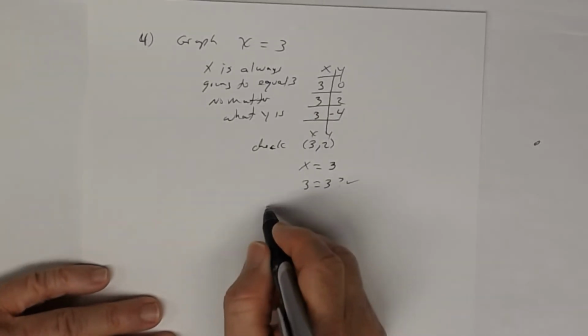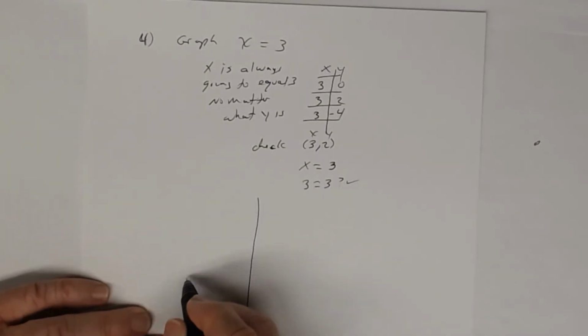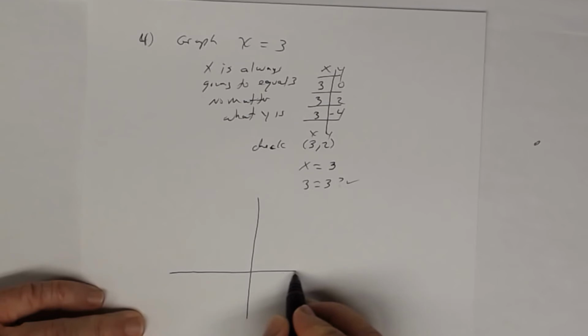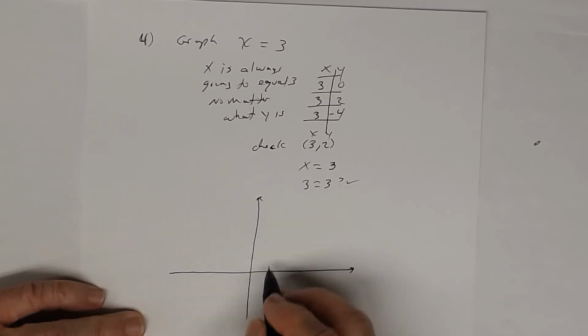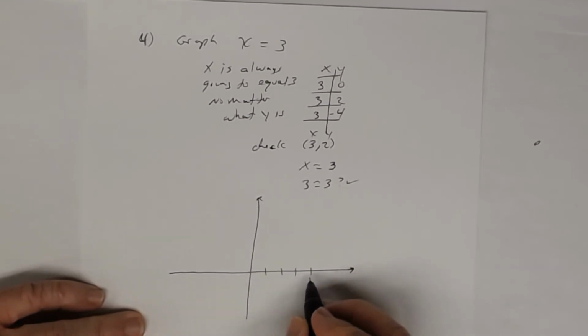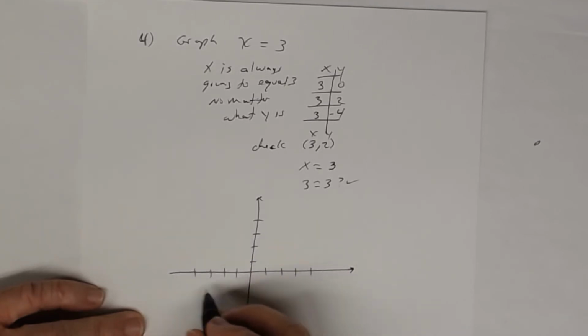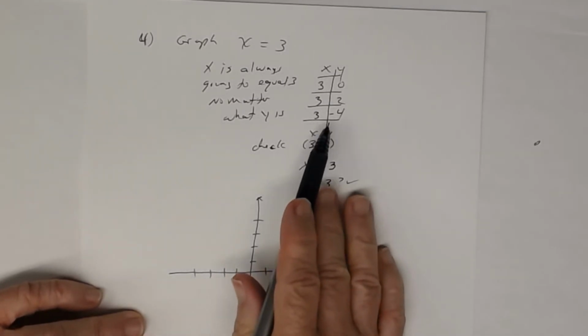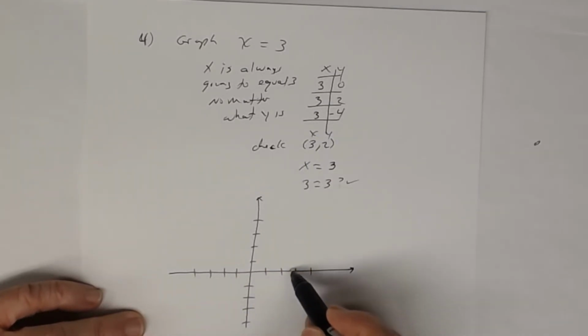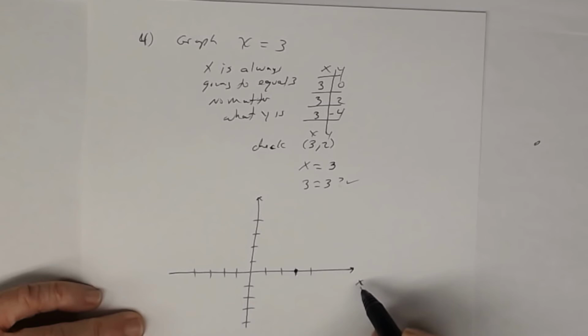So let's go ahead and plot those, and then let's see what kind of line this is. 1, 2, 3, 4. 1, 2, 3, 4. So plot the point 3, 0. So 3, 0, you go to the right 3. Since y is 0, you stop. So 3, 0 is on the x-axis.